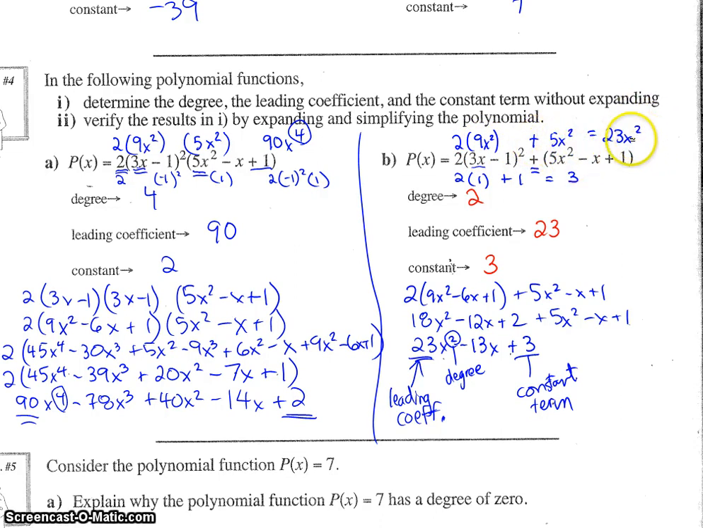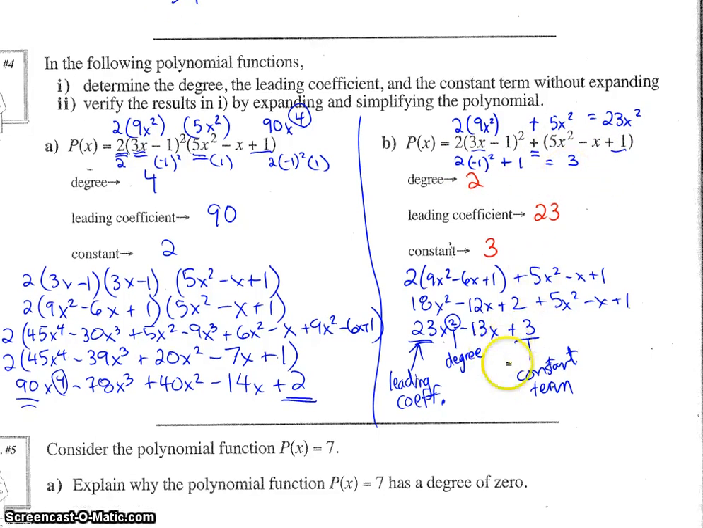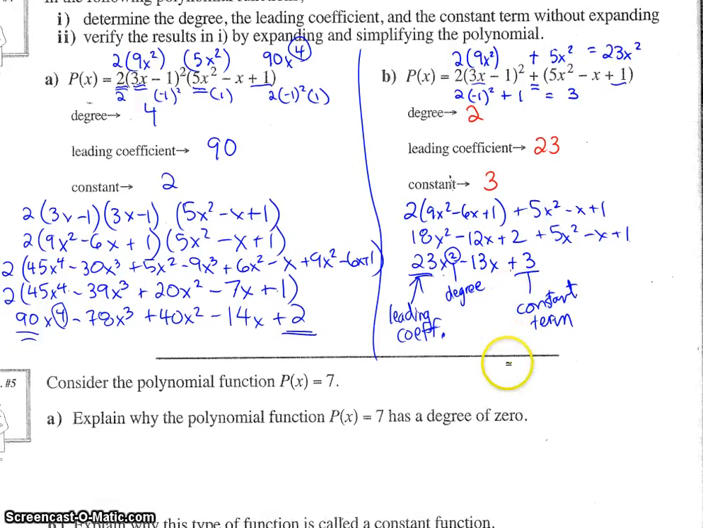Degree 2, therefore, leading coefficient 23, and the constant term, same idea: take the constant part here, -1, square it, times 2. I should probably show that. Okay, and then plus the constant term here would just be 1, so plus 1, and we get a value of 3. And there we go. If we expand it, it confirms it as well. Okay, hopefully you got that one as well.